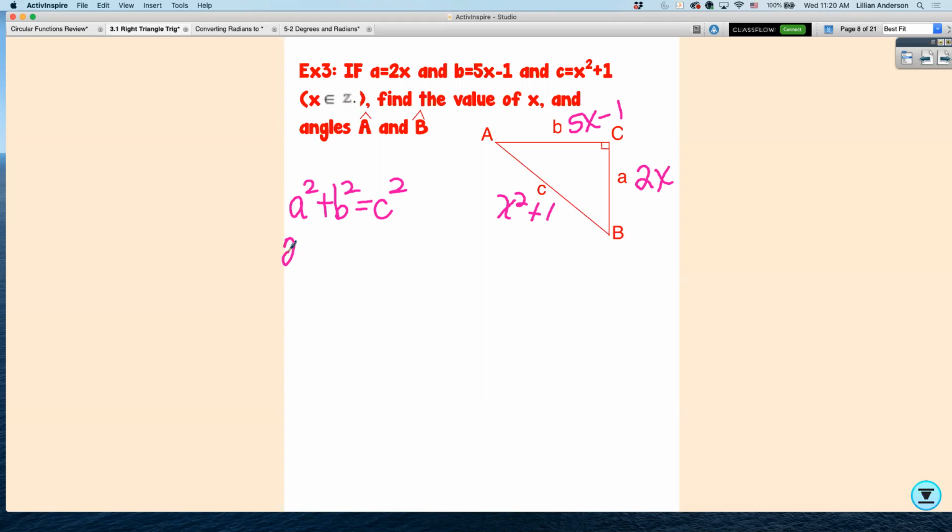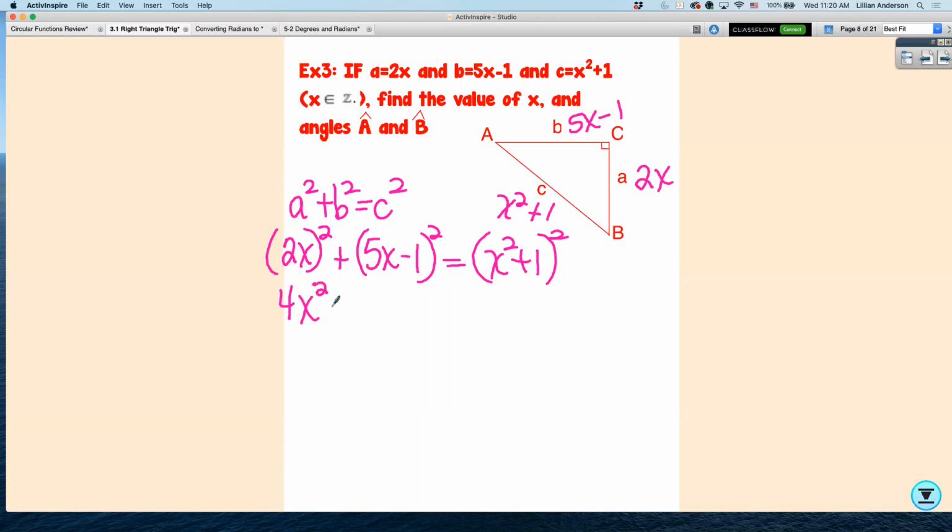So I plug in, that's 2x that needs to be squared plus b that needs to be squared is equal to c that needs to be squared. c is always your hypotenuse, always. So even if the side lengths were labeled differently, the c in Pythagorean theorem is always the hypotenuse. What's 2x squared? Good. What am I going to have to do with 5x minus 1? FOIL.